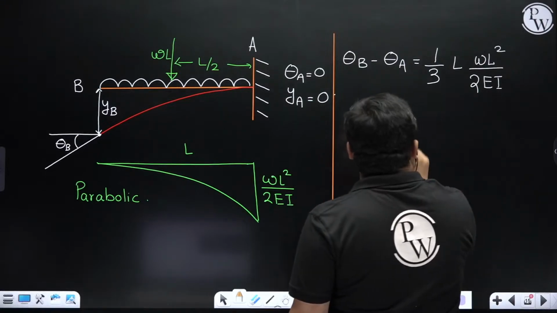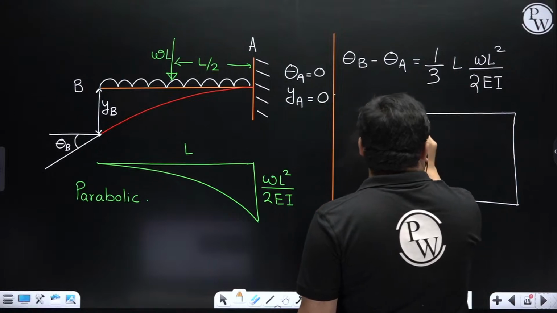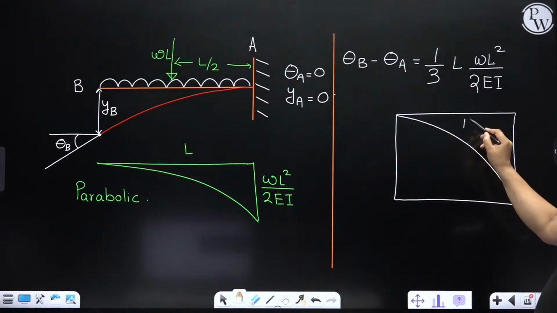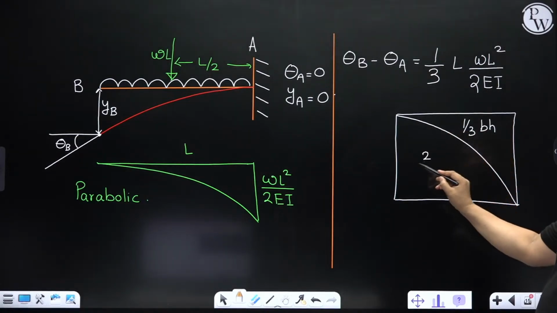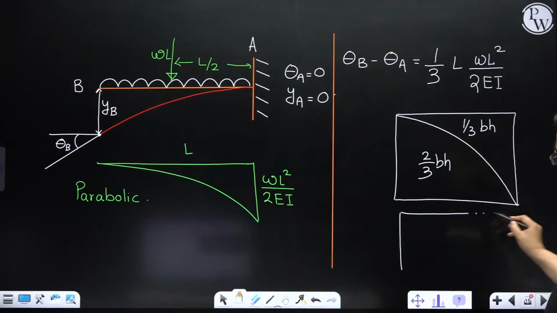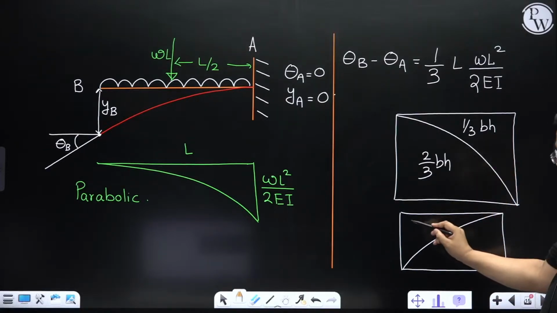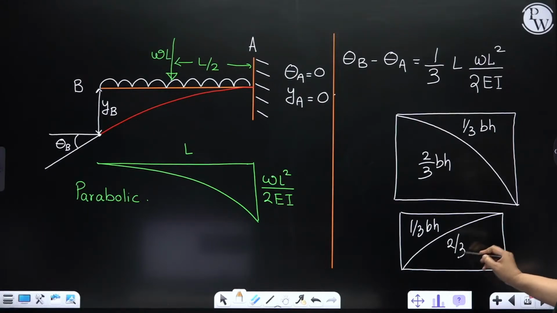See, this is something like this, no? So this is 1 by 3 BH, obviously. This should be less. And this will be obviously 2 by 3 BH, right? We have seen this one. Can't you relate? Common sense. This is 1 by 3 BH and this is 2 by 3 BH. Little aptitude, logical reasoning.